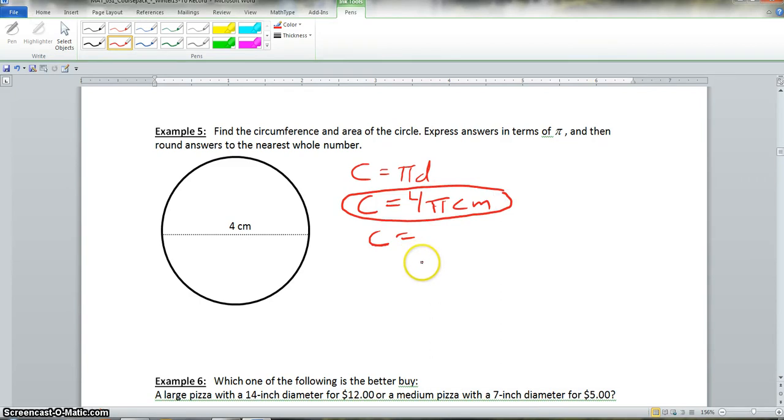Now we're going to go on and round this to the nearest whole number. So we would take the circumference is equal to 4 times, the pi is 3.14 as an approximation, centimeters. So we have C is an approximation. 4 times 3.14 is 12.56 centimeters. And that will be your circumference, and then we will start our area.